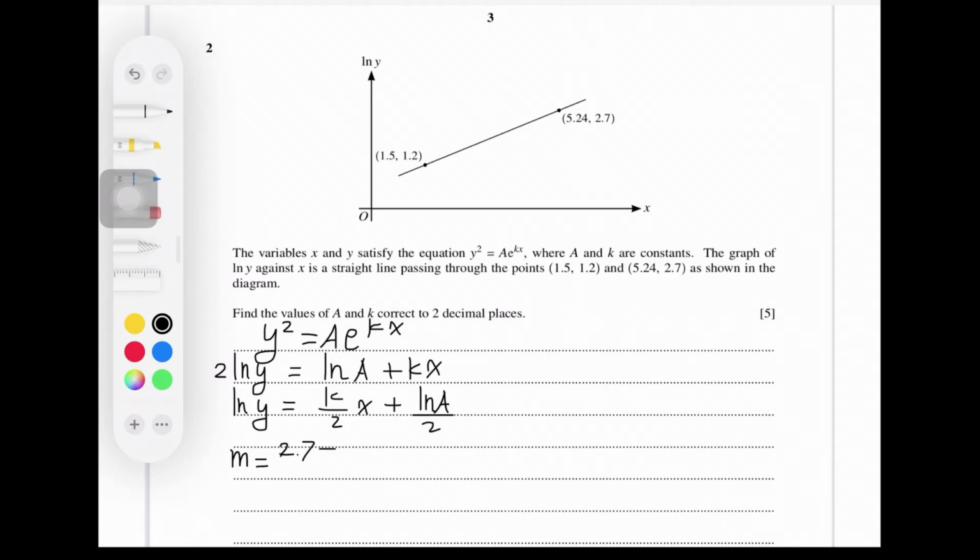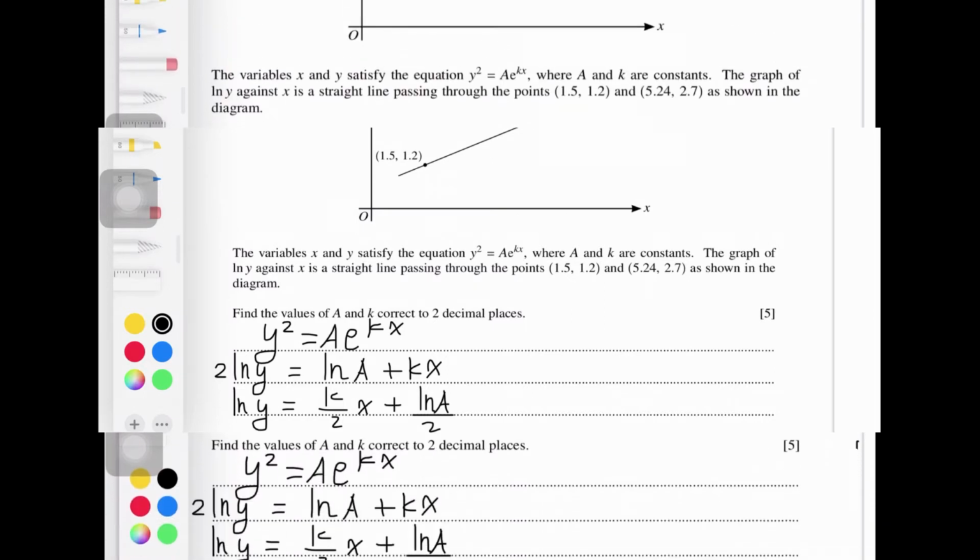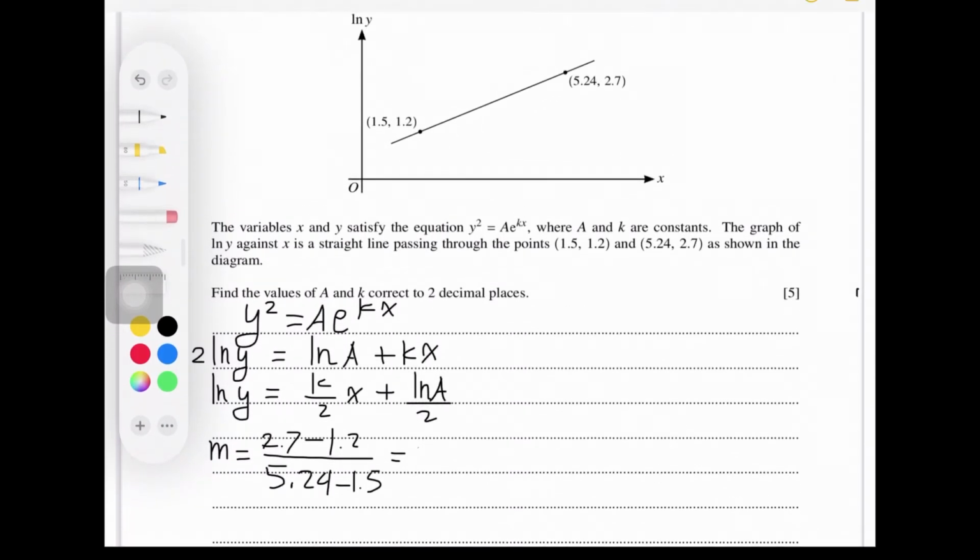minus 5.24 over 2.7 minus 1.2 divided by 5.24 minus 1.5. The gradient is 0.401.